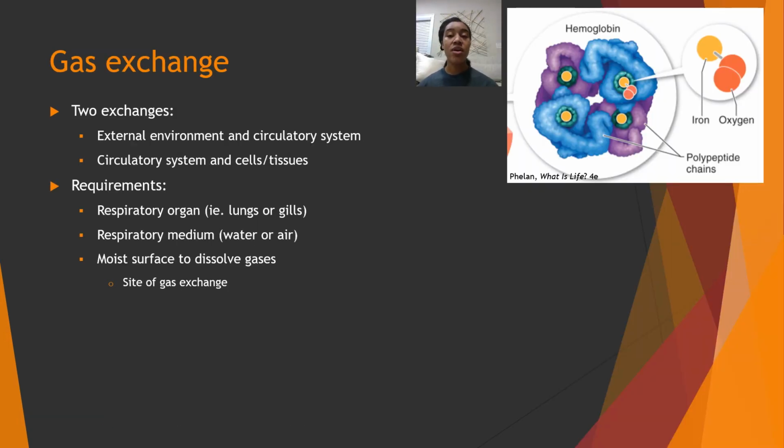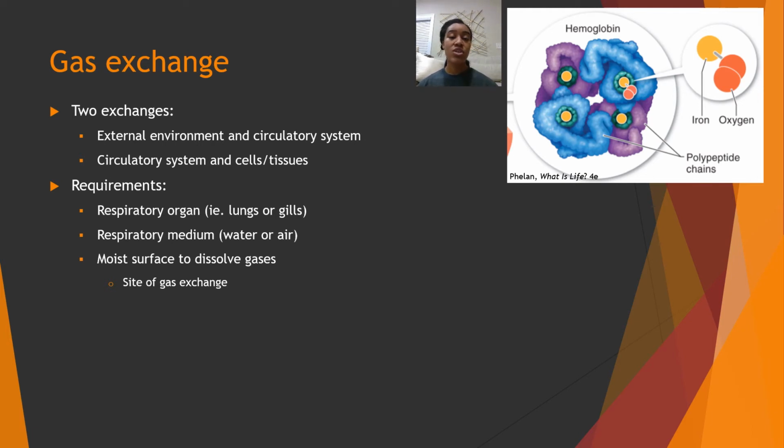Red blood cells are involved in one of the most critical processes that an animal must undergo, and that's gas exchange. There are 2 types of gas exchanges that occur in animals. We have exchanges between the external environment and the circulatory system, and then exchanges between the circulatory system and the cells and tissues that make up the animal.